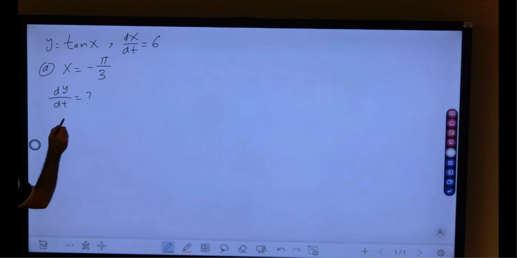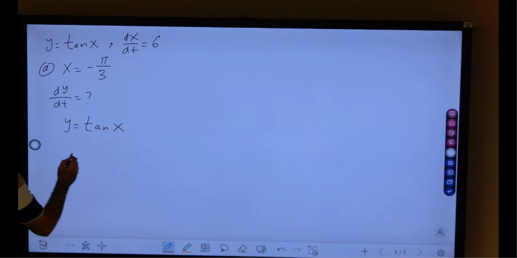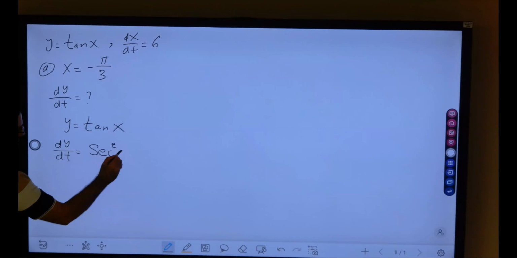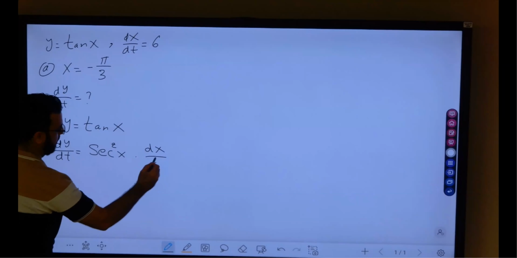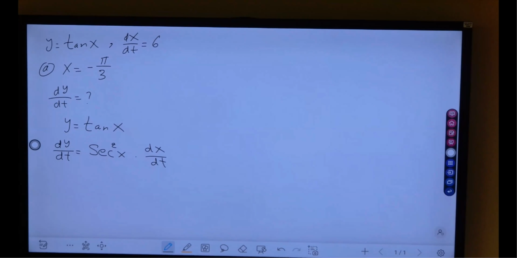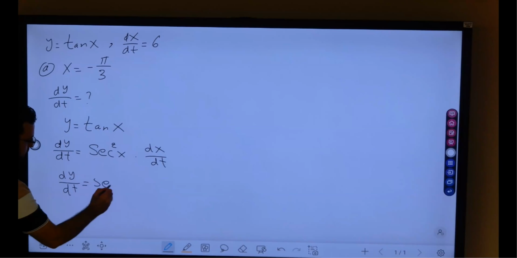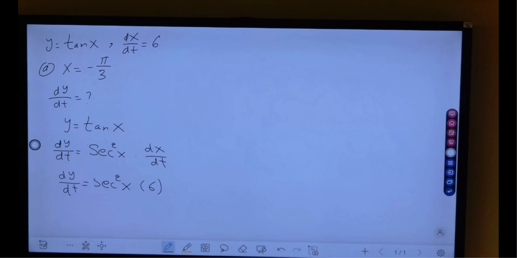So here is the function, y equals tangent x. What does that mean? dy with respect to t equals what? Secant squared x times dx over dt. And we have dx over dt. So let's simplify it. dy over dt equals secant squared x times 6.